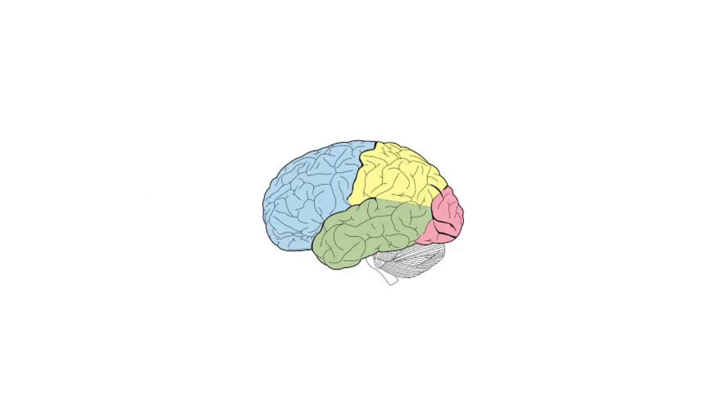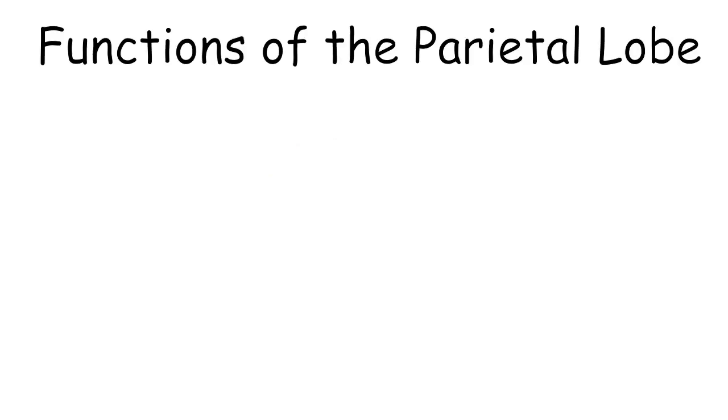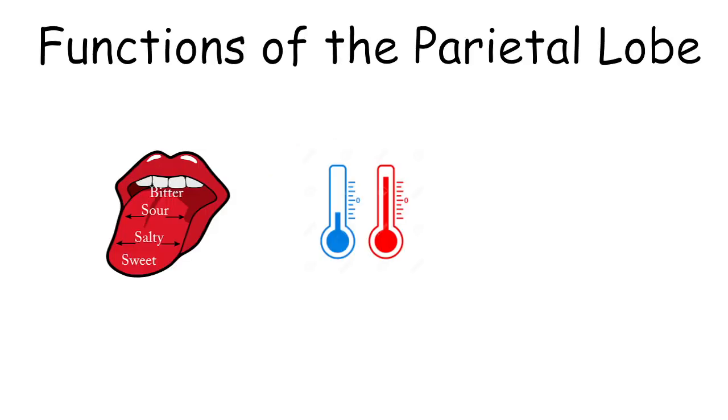The next lobe, located towards the upper middle portion of the brain, is the parietal lobe. The parietal lobe is above the temporal lobe. You can remember this by thinking of the parietal lobe as the parent and the temporal lobe as the kid. The parietal lobe is superior to the temporal lobe, like a parent is to a child. The parietal lobe is where information such as taste, temperature, and touch are integrated or processed.